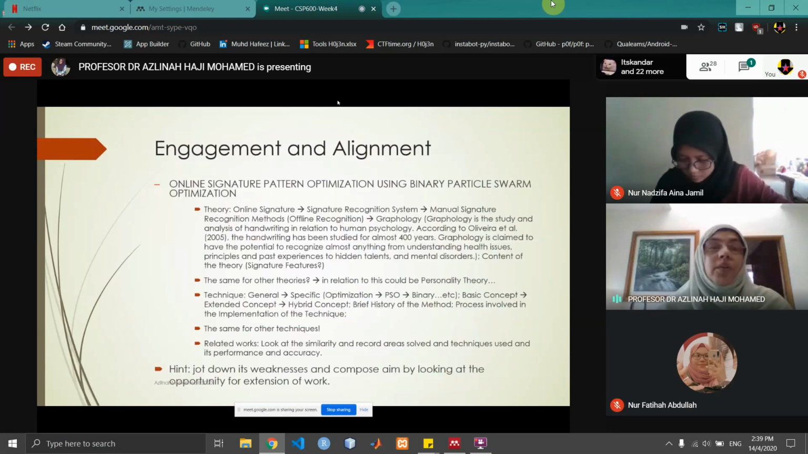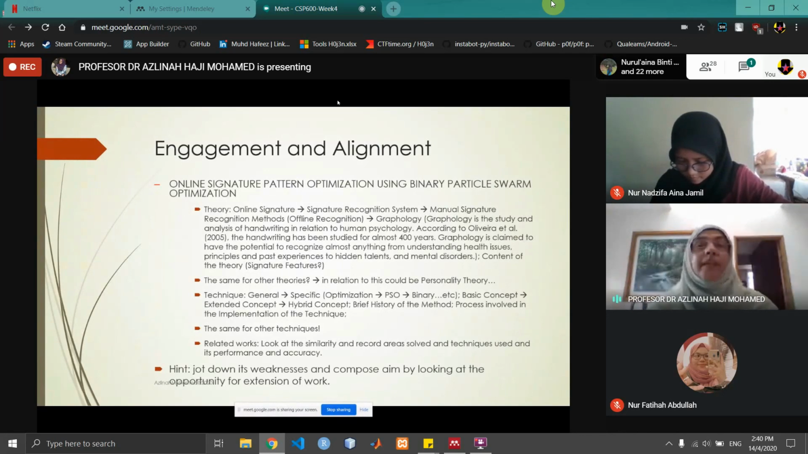Now let's engage what I've given you just now. We are going to align it with a sample that I identified here. We are looking at the same problem, the same title. If you look at this title, I've divided it into theory and techniques. If you look at theory, one of the theories is online signature.